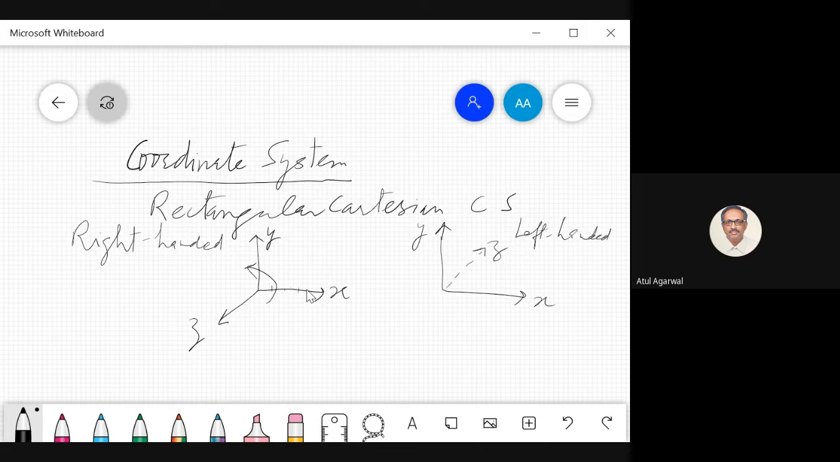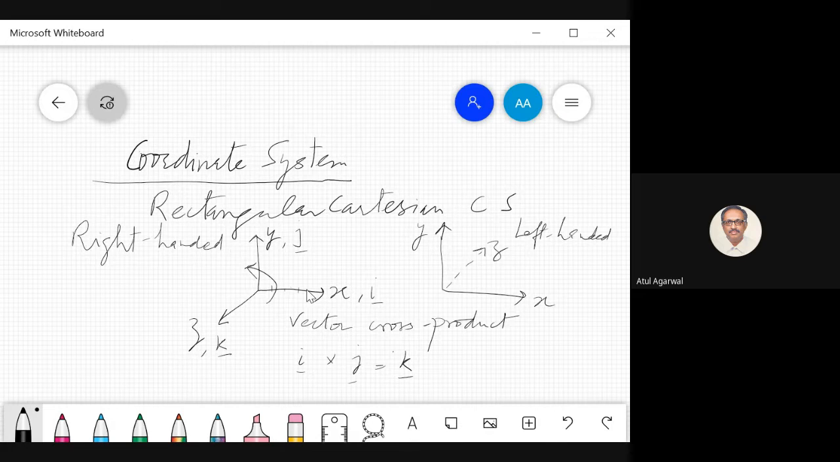We generally use a right-handed coordinate system because vector cross product is defined for a right-handed screw. If this is your direction i, this is your direction j, then i cross j is equal to k. And this is your direction k. So that is defined for a right-handed coordinate system. And k is pointing towards you.